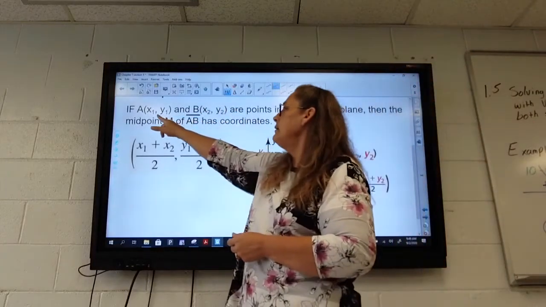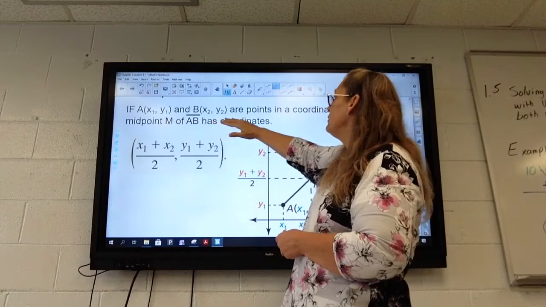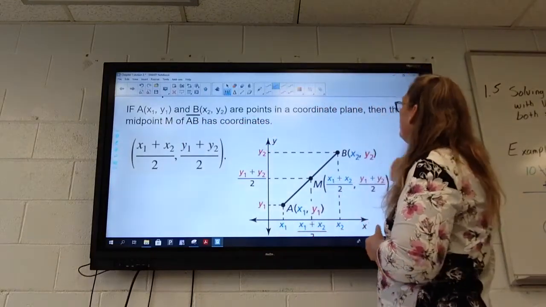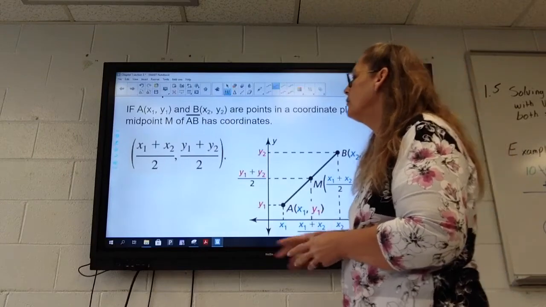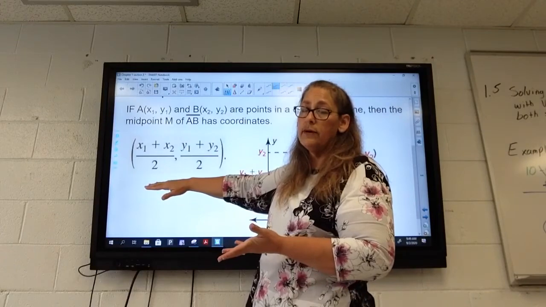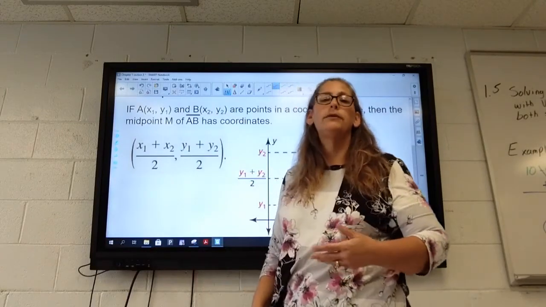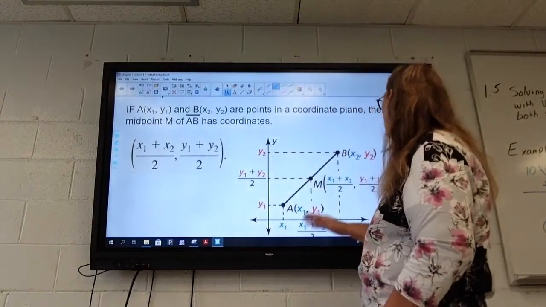So, if A is (x sub 1, y sub 1), and B is (x sub 2, y sub 2), and they are points in a coordinate plane, then the midpoint, M of AB, has these coordinates. You add your 2 x's, divide by 2, add your 2 y's, divide by 2. It's an average. You've been doing averages for a long time, in middle school math, 6th, 7th, 8th grade.